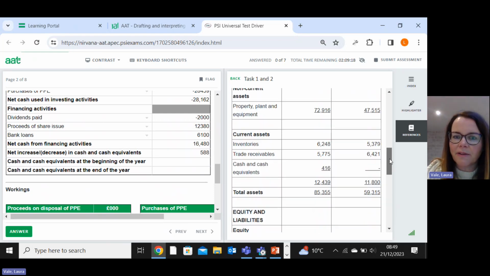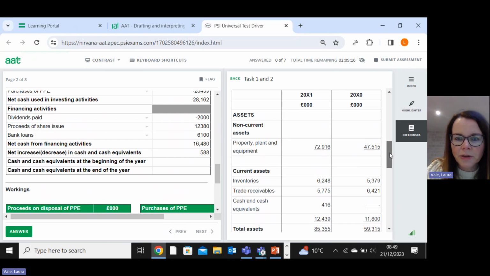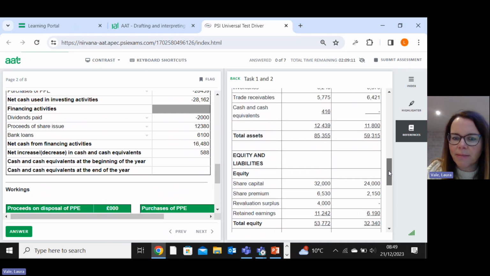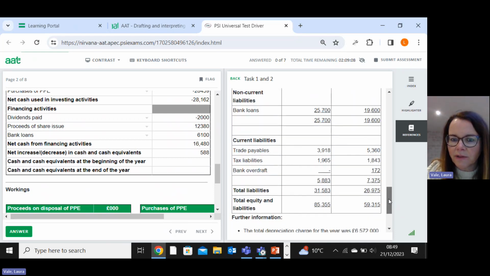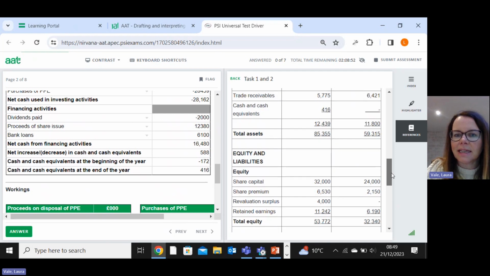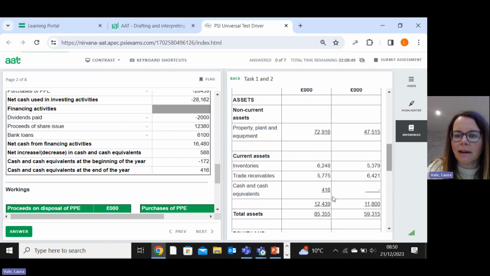I then look at my statement of financial position. So I can see, oh, I had no money at the start. So that makes me think, oh, maybe there was an overdraft. So if I scroll down, yes, look, minus 172 was my starting position. So if I do 588 minus 172, I get 416. And then I can shoot back up to my current assets. And I can see that I've got my cash flow correct. So I'm feeling happy in the exam.